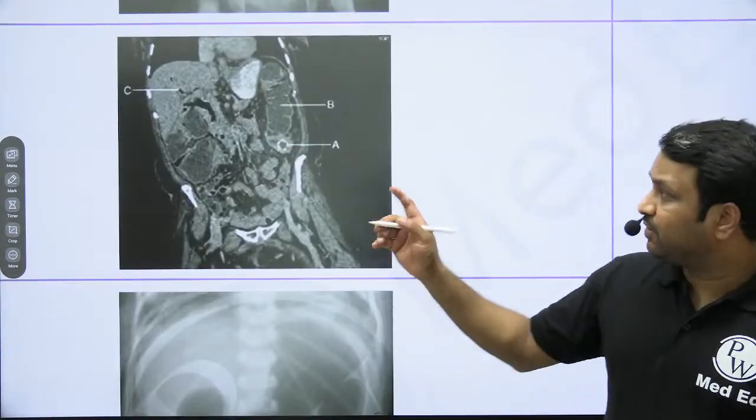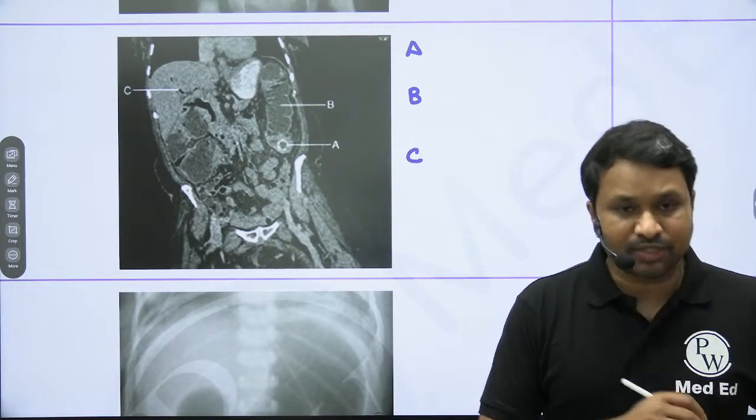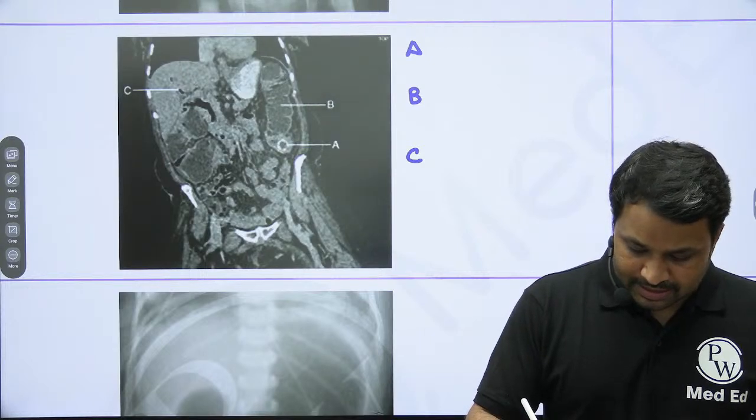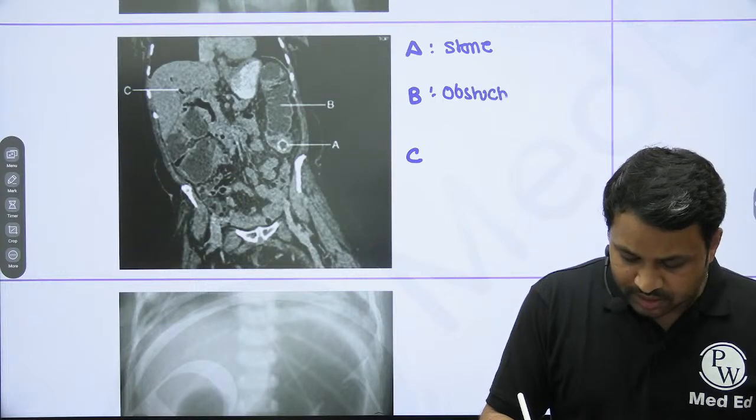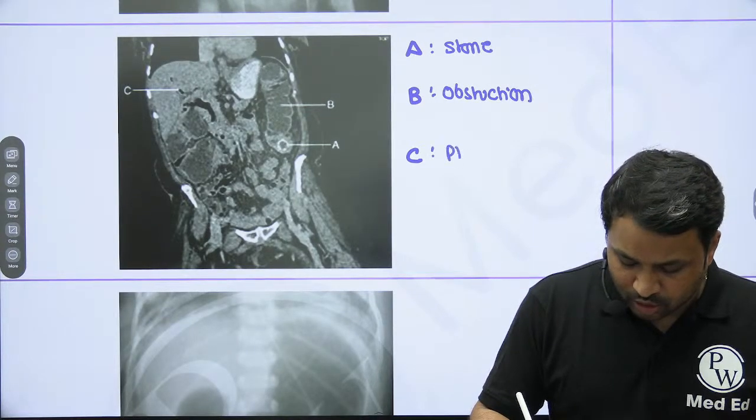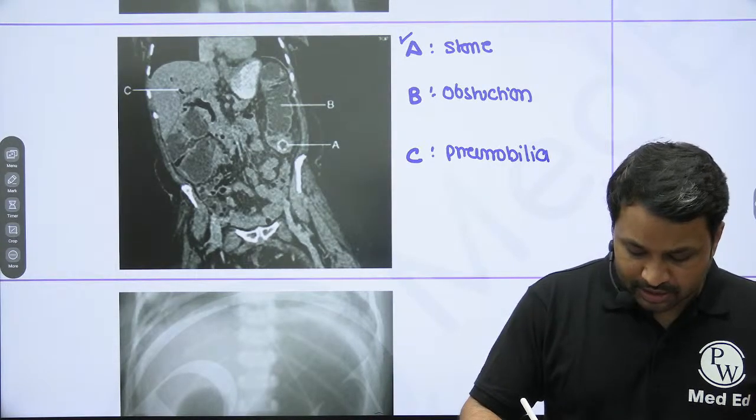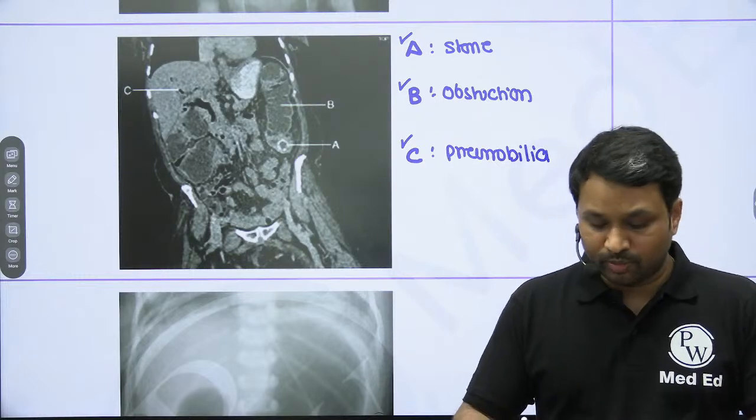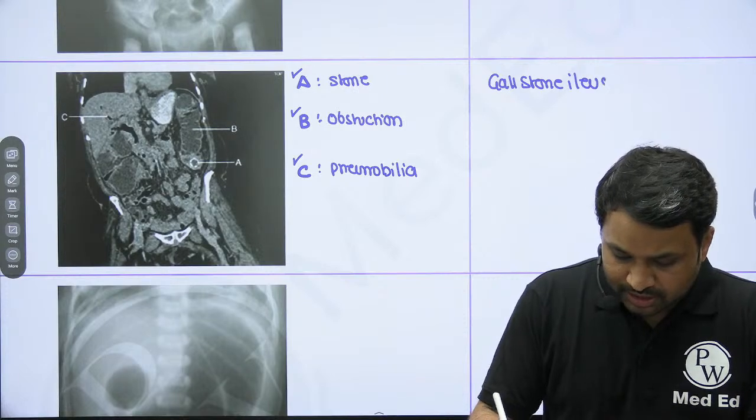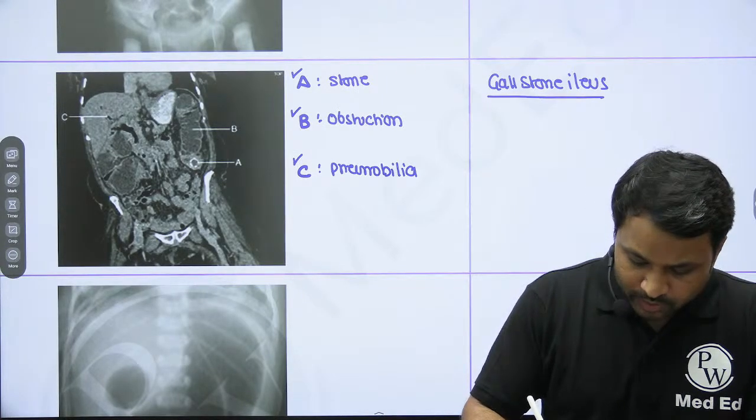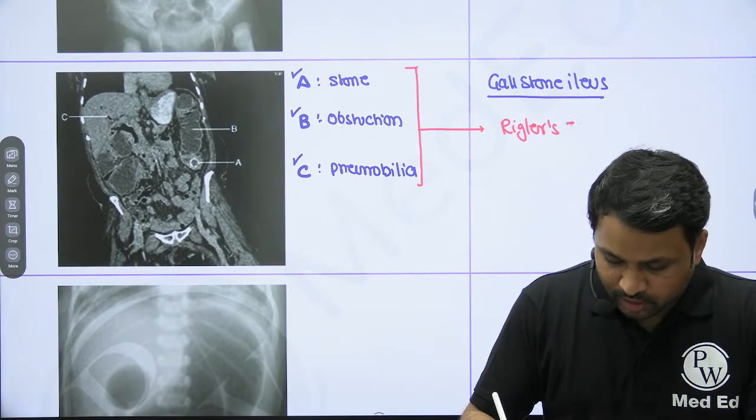Now in this image I have given you A, B, C are the three components. Now what does A stand for? What does B stand for? What does C stand for? Now A is basically, you're seeing, there is a stone. B tells you there is obstruction. C, there is air in the biliary system that is called pneumobilia. So there is a stone in the intestine, it is causing an obstruction and it is causing your pneumobilia. And this is a case of gallstone ileus. Now these three components that are kept here, this is what we call the Rigler triad.